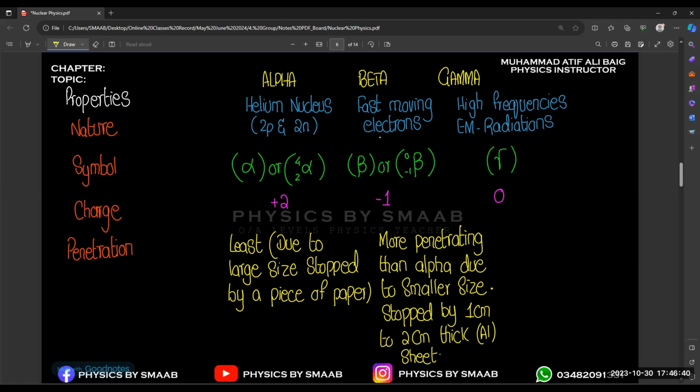And if we talk about the gamma, the penetration power of the gamma is the highest among alpha, beta, and gamma. So it contains the most penetrating power because it is only a wave, right? It is not a particle nature. So that's why the penetration power of gamma is greater than alpha and beta.